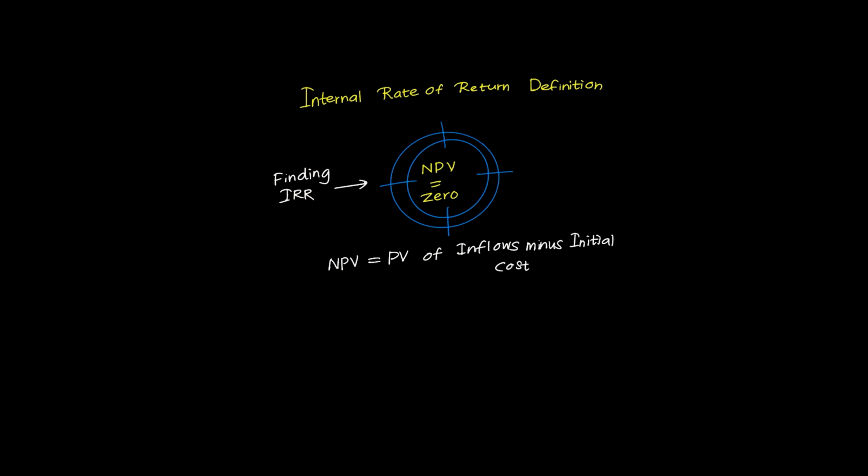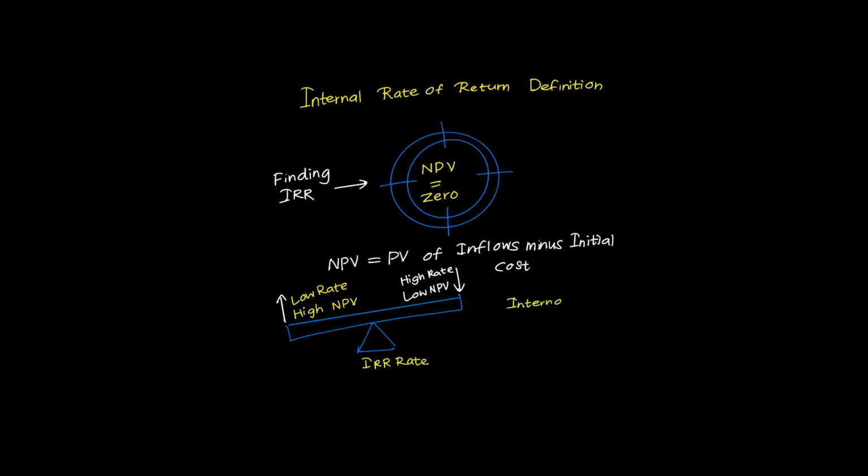When you calculate net present value, you need to choose a discount rate. Different discount rates give different net present values. If you use a low discount rate, future cash flows are worth more in present terms, so net present value tends to be higher. If you use a high discount rate, future cash flows are worth less, so net present value tends to be lower. Somewhere in between, there's a specific rate where the present value of inflows exactly equals the initial cost, making net present value 0. That specific rate is the internal rate of return.